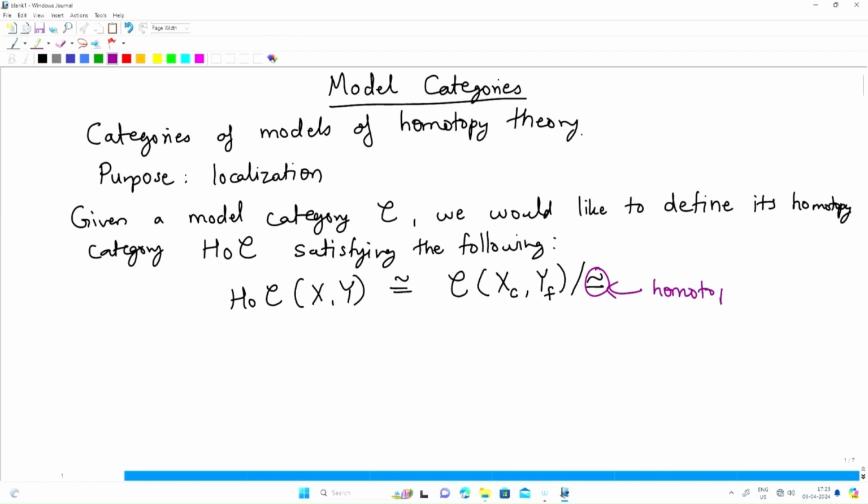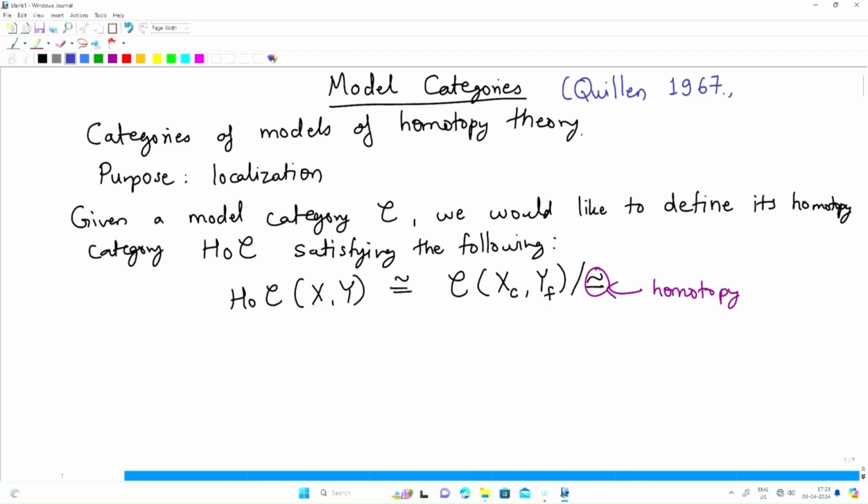So homotopy equivalence classes of maps between two other objects. Yeah, that's how we are going to do this. Okay, now once we start talking about model categories, two important names have to be mentioned. The first one is obviously the person who introduced them. His name is Quillen.